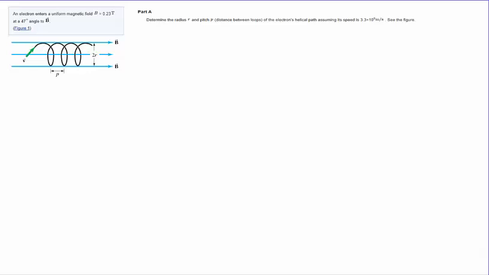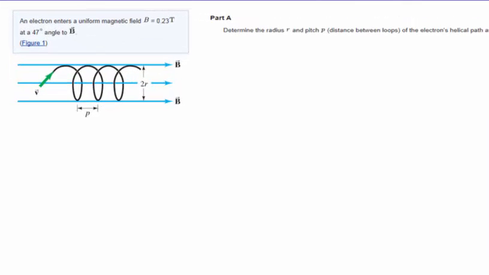An electron enters a uniform magnetic field, B equals 0.23 Tesla, at an angle of 47 degrees relative to the magnetic field. We are to determine the radius of the orbit that it takes in the magnetic field, as well as the pitch, which is the distance between adjacent loops along the helical path, assuming that the electron's speed is 3.3 times 10 to the 6th meter per second.